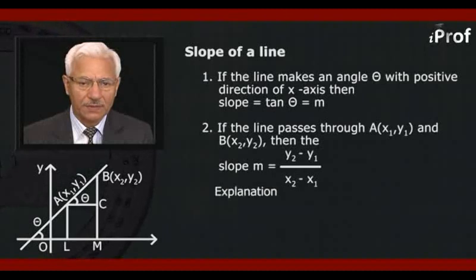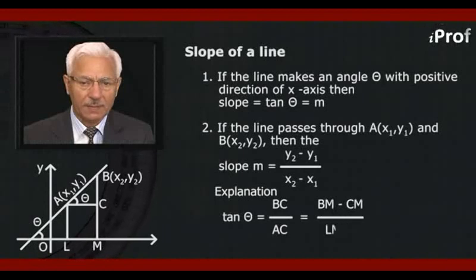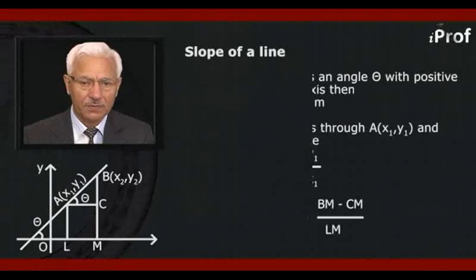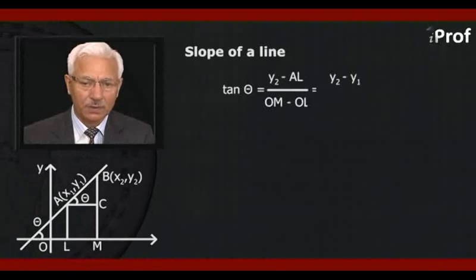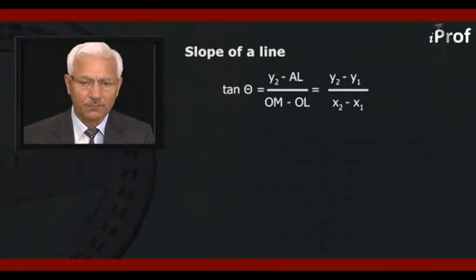The explanation for that is tangent theta is equal to BC upon AC, that is BM minus CM divided by LM, that is y2 minus AL upon OM minus OL, that is (y2 minus y1) upon (x2 minus x1), which is equal to difference of ordinates upon difference of abscissa.